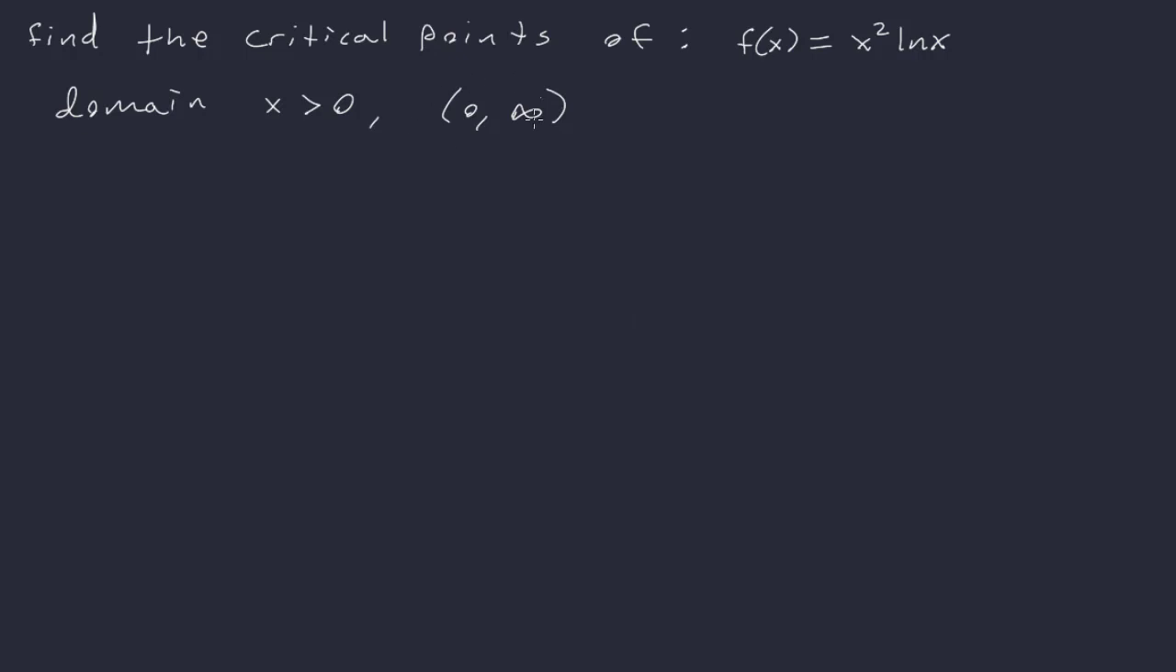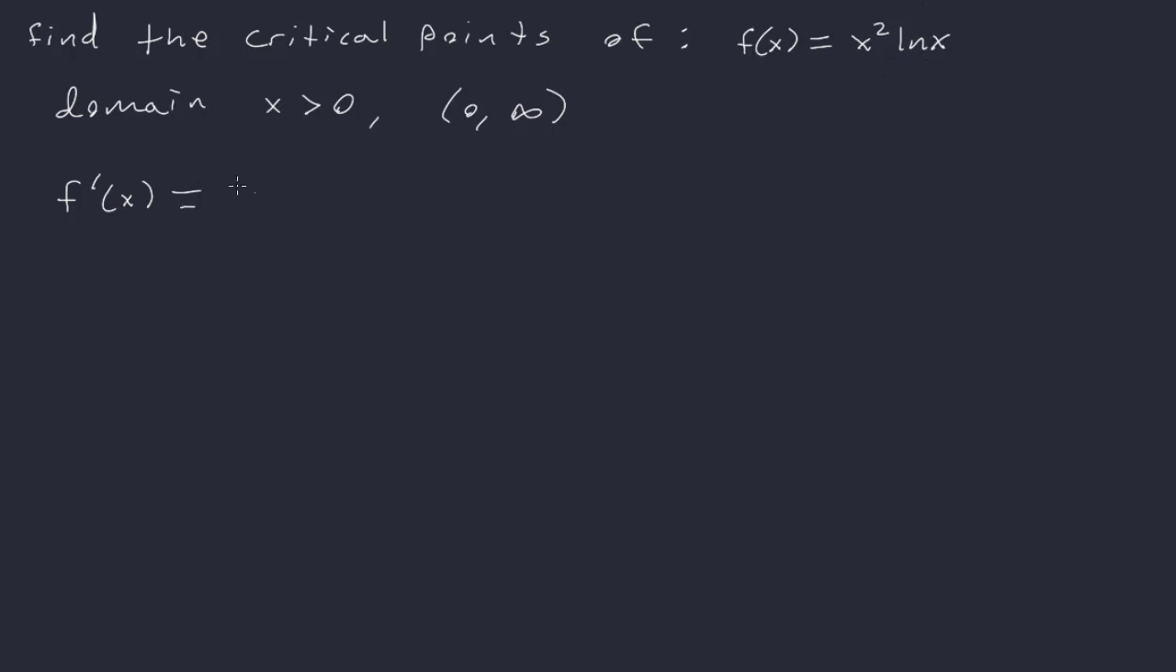Okay, so if we find any critical points outside of these values, or say we find one that's 0, we know that that's not really a critical point. Okay, so let's start with the derivative, right? f'(x). Well, we're going to use the product rule, right?